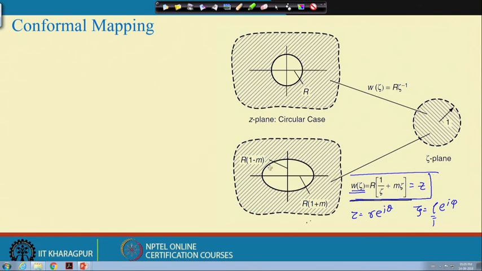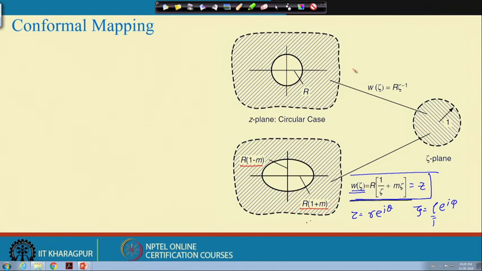Then you will see that through this map, what you get is an ellipse whose minor axis is r into 1 minus m, and the major axis is r into 1 plus m. Now, if you take m equal to 0 in this equation, then your major axis becomes r and minor axis becomes r. So this becomes a circle of radius r.